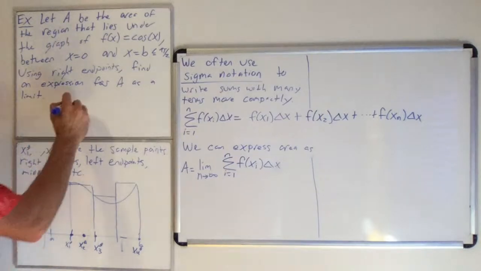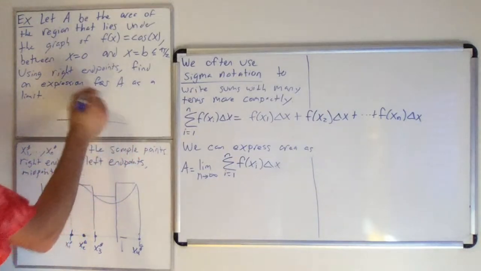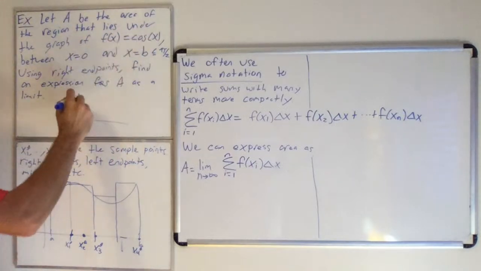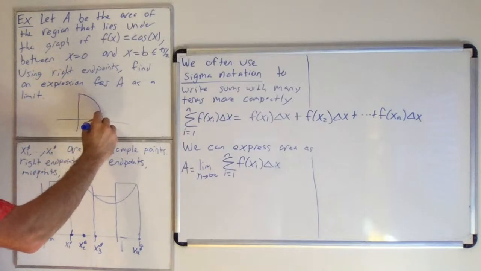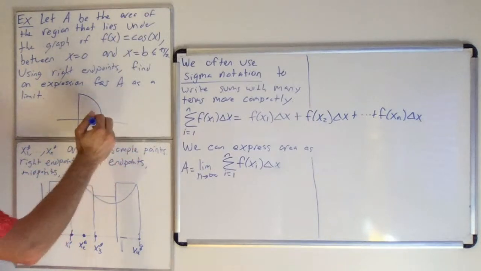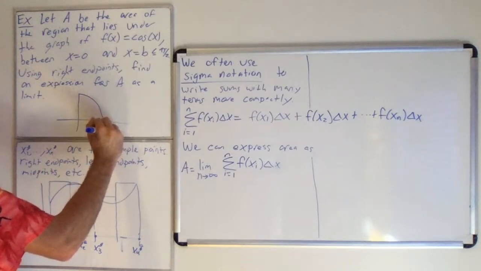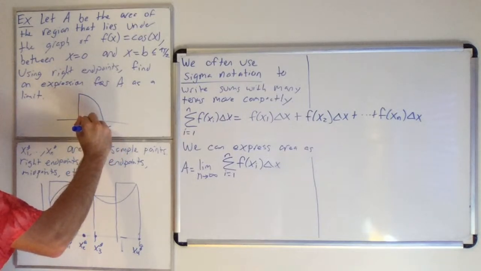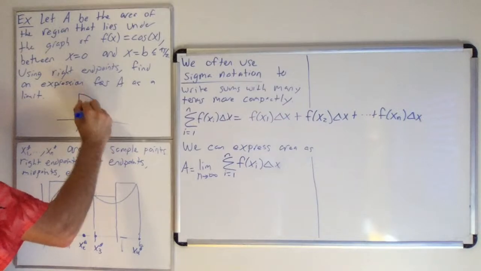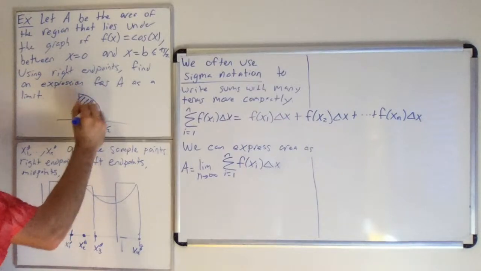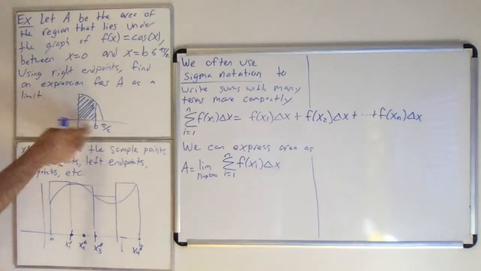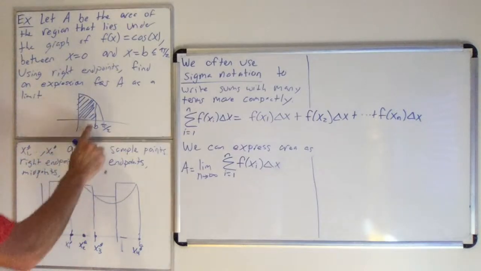So our function is cosine of x, or f of x equals cosine of x. So it does something like this. Here's pi over 2, and let's say b is somewhere here. So we want to find the area of this region. Okay, so it's going to be in terms of b, I'm assuming, at the end.